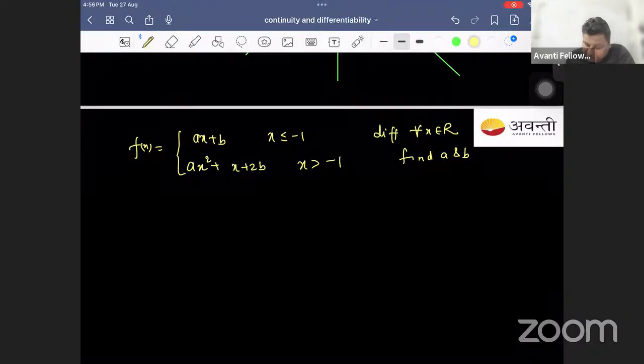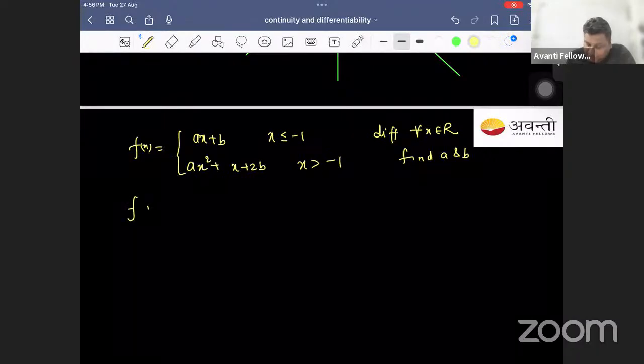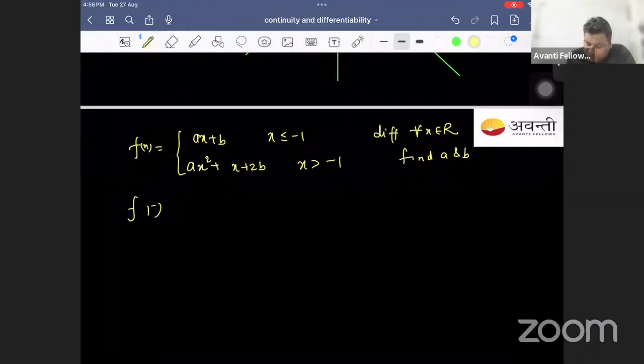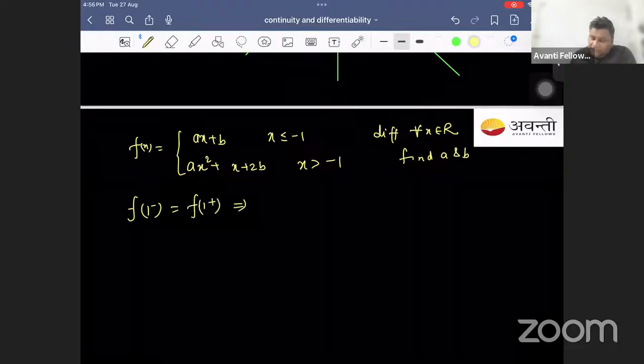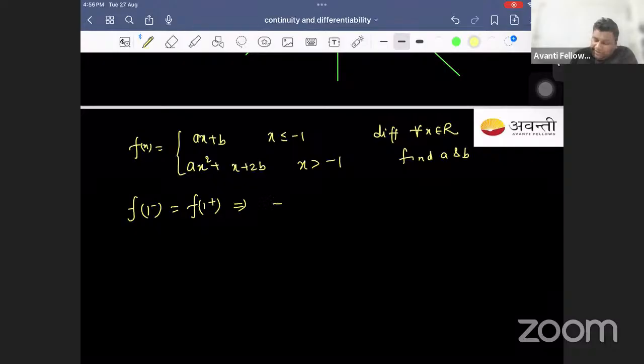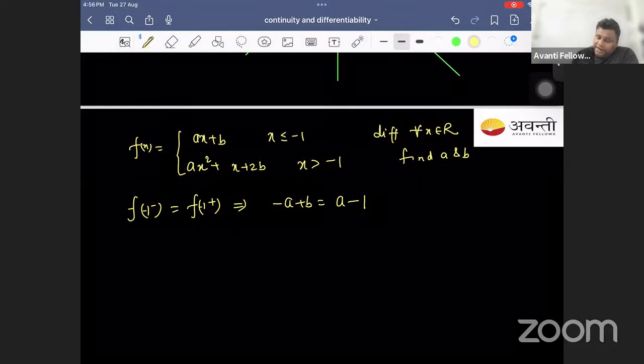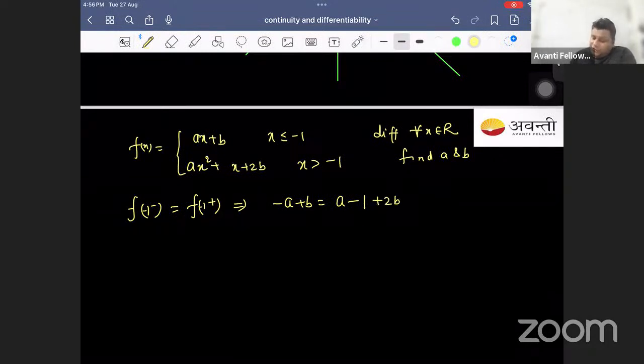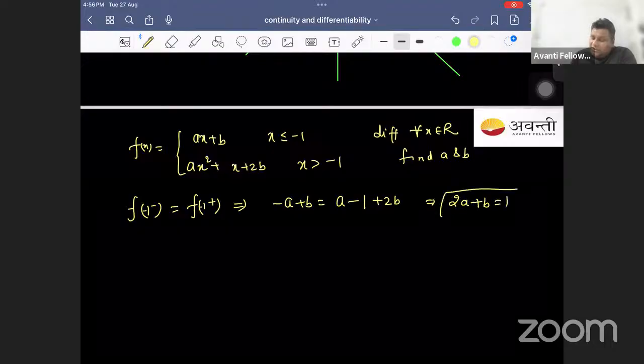So first of all, I'll check the continuity. f of -1 minus should be equal to f of -1 plus. f of -1 minus will be minus a plus b. f of -1 plus will be a minus 1 plus 2b. Got it? So from there I get 2a plus b equals 1. One equation you got.